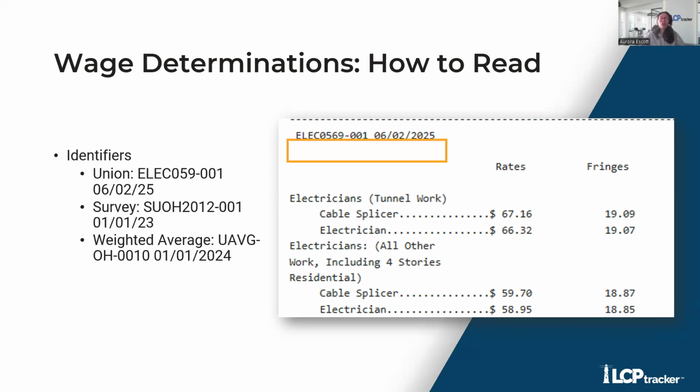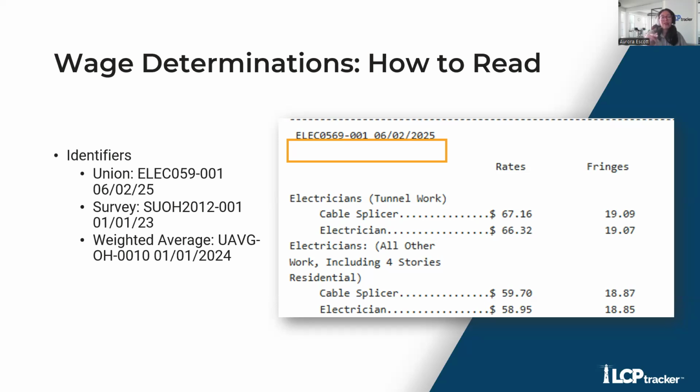So another cool thing about wage determinations is that they tell us how the Department of Labor got those rates listed. At the top here, we see an identifier. This tells us what the rates were based off of. If the identifier has the first four letters of the craft name listed, then that is a union identifier, meaning the Department of Labor used union rates to generate these rates. If the identifier has SU at the beginning, then those would be considered survey or open shop rates. Those are the rates that are based off of open shop information. Weighted average is a mix of both.